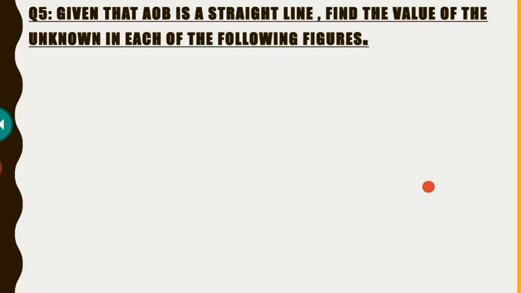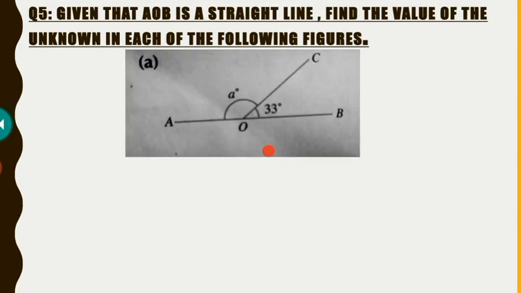Let's start. In question number 5, given that AOB is a straight line, find the value of the unknown in each of the following figures. In this statement, AOB is a straight line, AOB is an angle or a part of angles. Okay, and we have to find the value of the unknown angle in the following figure, just like this.